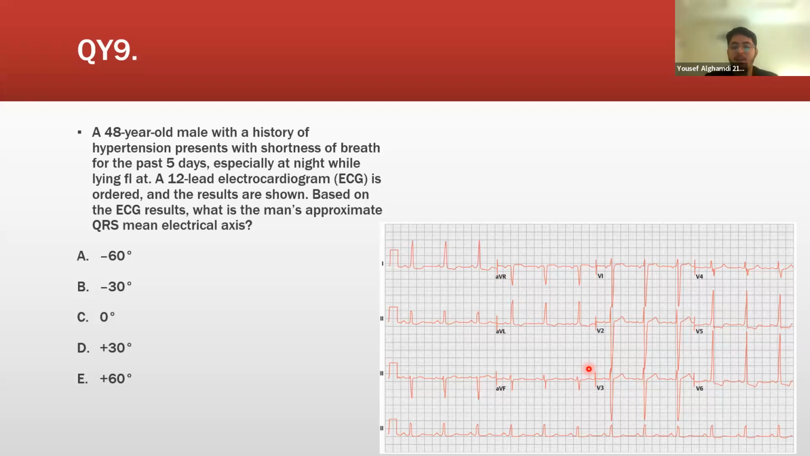So if it's parallel to lead 1, you were on the right track. You just didn't put the right words. It's parallel to lead 1, right? So if it's parallel to lead 1, then aVF would be 0, right? Because it's completely perpendicular to it, right? Because aVF is straight down, right?